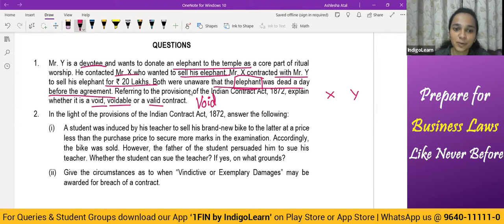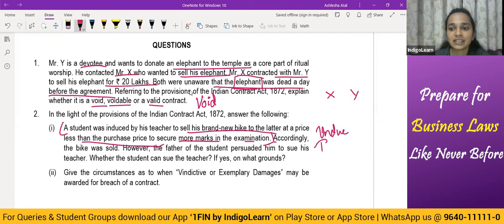In light of the provisions of the Indian Contract Act, answer the following. A student was induced by his teacher to sell his brand new bike to the latter at a price less than the purchase price to secure more marks in the examination. Now, as soon as I've read this line, I'm sure most of you would have even answered the question. This is a case of undue influence.